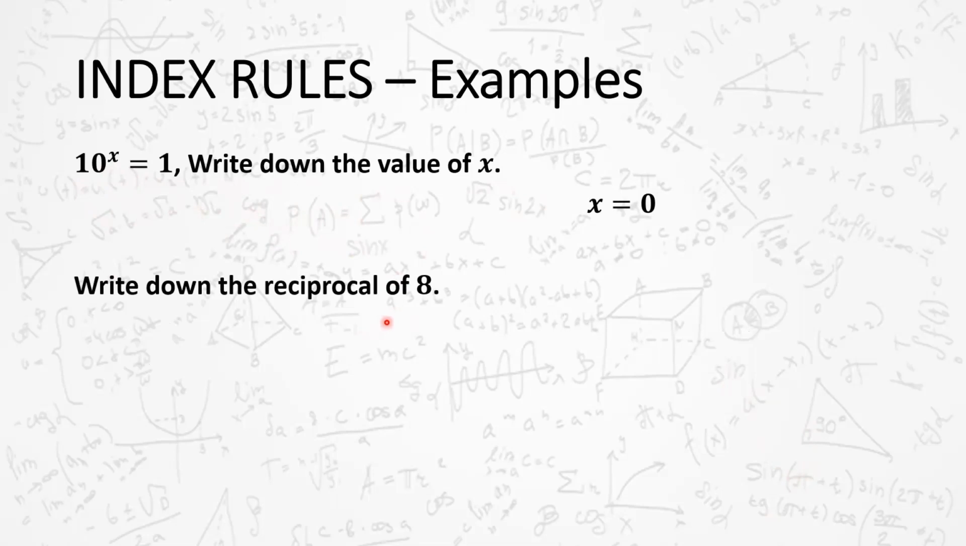Next, write down the reciprocal of 8. So this is actually your power to the negative 1. So the reciprocal is simply 1 over 8. Lastly, write down the reciprocal of 1 over 3. Therefore, you turn it upside down, it is 3 over 1. So the final answer is 3.